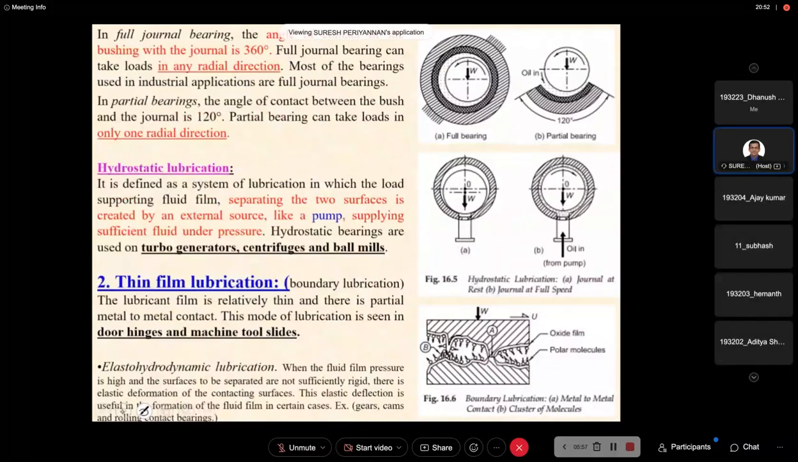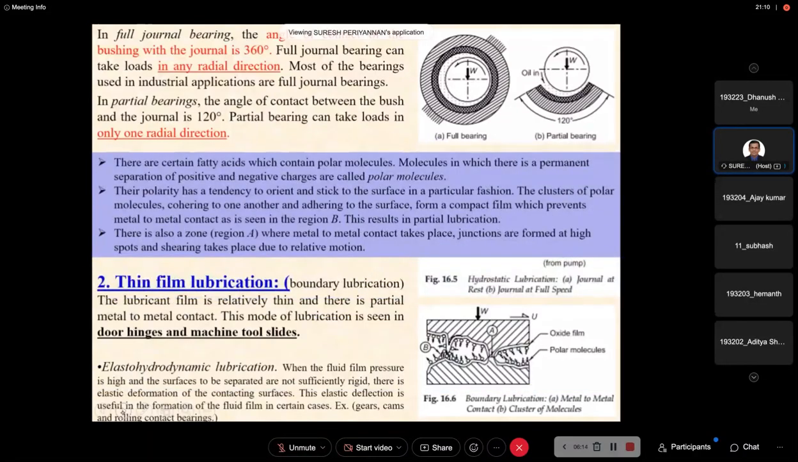We also discussed thin film lubrication. Just a recap, because these are very important. As mechanical students, you should know thin film lubrication and elastohydrodynamic lubrication. We discussed them briefly; a few more points, then we go for the next content. See here, thin film lubrication is boundary lubrication. There are some fatty acids which contain polar molecules. This diagram belongs to thin film lubrication.